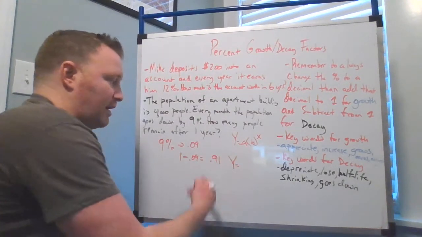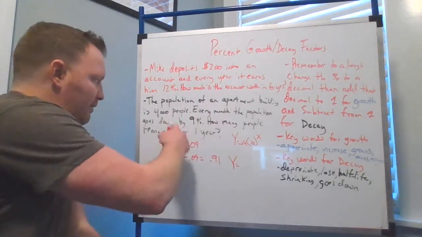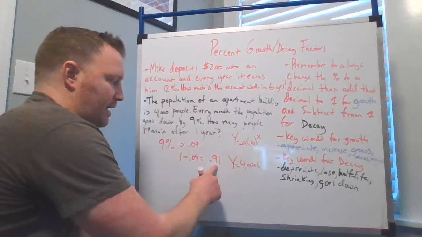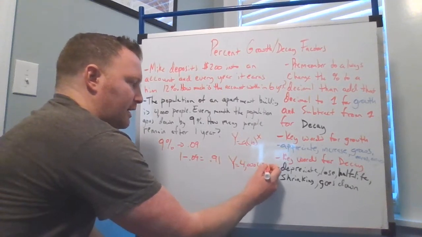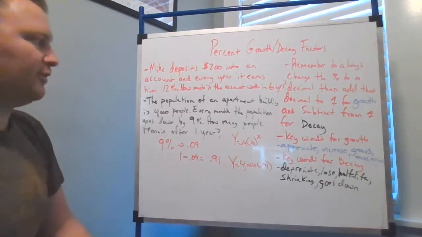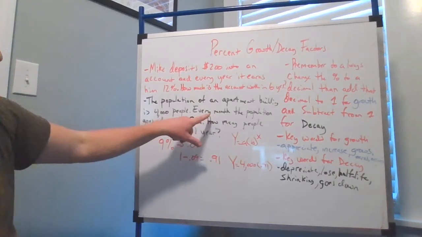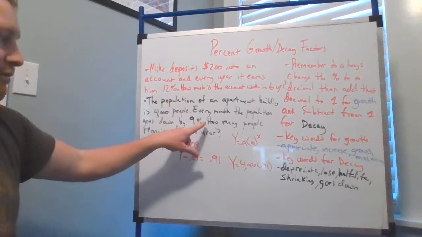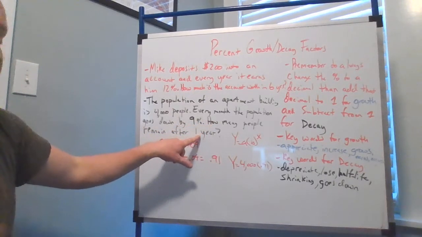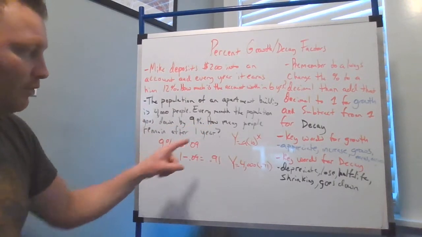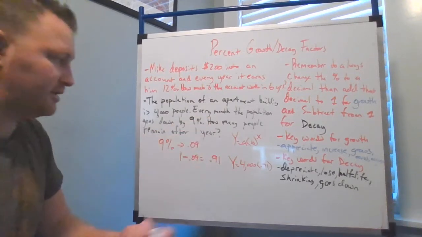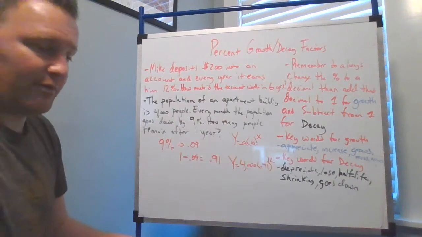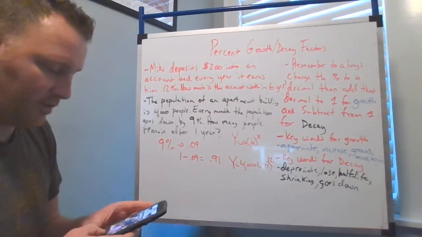So this is y equals, my initial value was, how many people? 4,000. 4,000 people. My decay factor is 0.91. Now I did this on purpose. You got to look carefully. I said every month the population goes down by 9%. My question was, how many people remain after 1 year? You got to know to convert that 1 year to 12 months. That's crucial, or else you're going to make a big mistake. And I'm going to be throwing a lot of questions at you guys like this, so be ready for it.